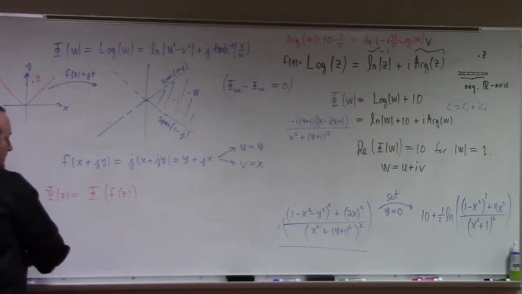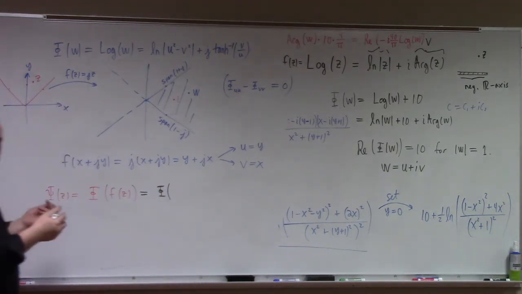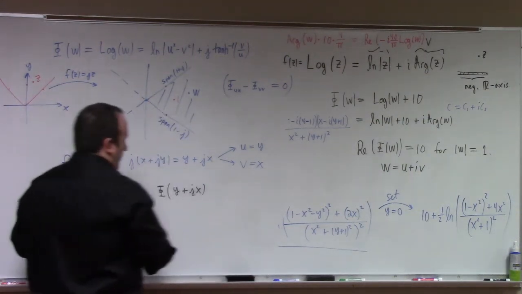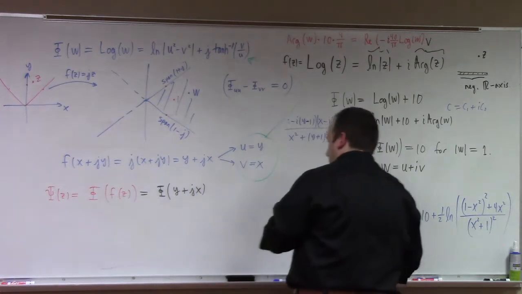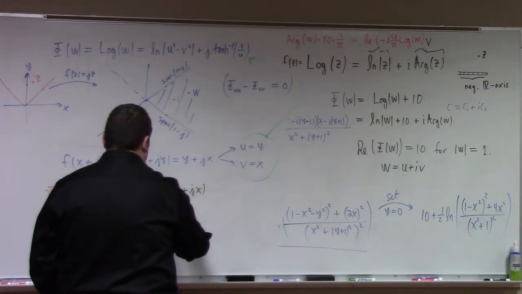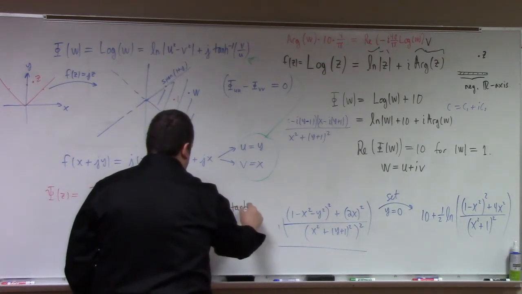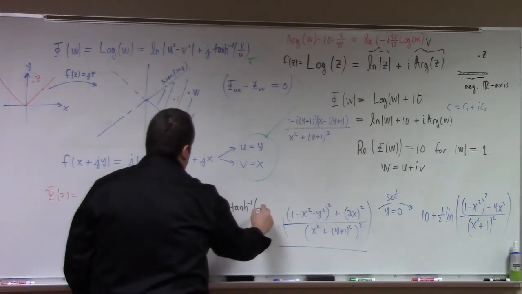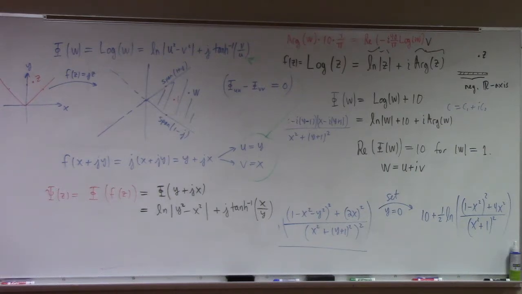But in this context, what is that? That's phi. What was f of z? It was y plus jx, right? Or more to the point, what I'm going to do eventually is just take these and plug them in there. And so that is the natural log of y squared minus x squared, plus j times the inverse hyperbolic tangent of x over y. And each component function of that is separately a solution in the red sector, right?